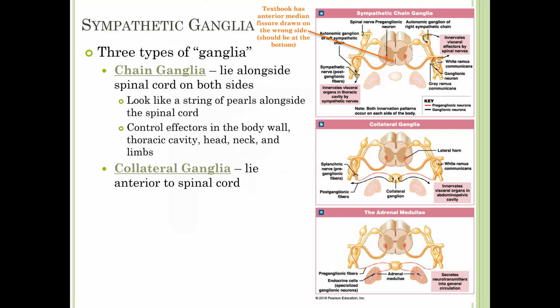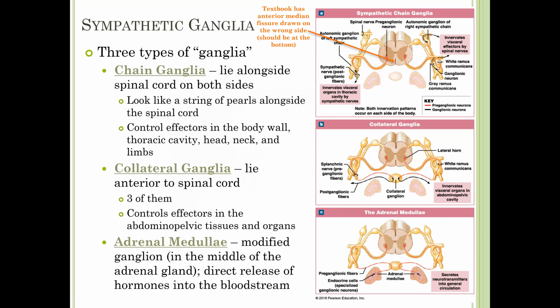The second type of ganglia is called a collateral ganglia, and there's three of them, and they lie anterior to the spinal cord. So again, this should be the anterior median fissure here, and the collateral ganglia lie anteriorly to the spinal cord. There are only three of these, and they control effectors in the abdominopelvic tissues and organs. So I'm not going to test you on the names of them, but there's the celiac ganglion, the inferior mesenteric ganglion, and the superior mesenteric ganglion.